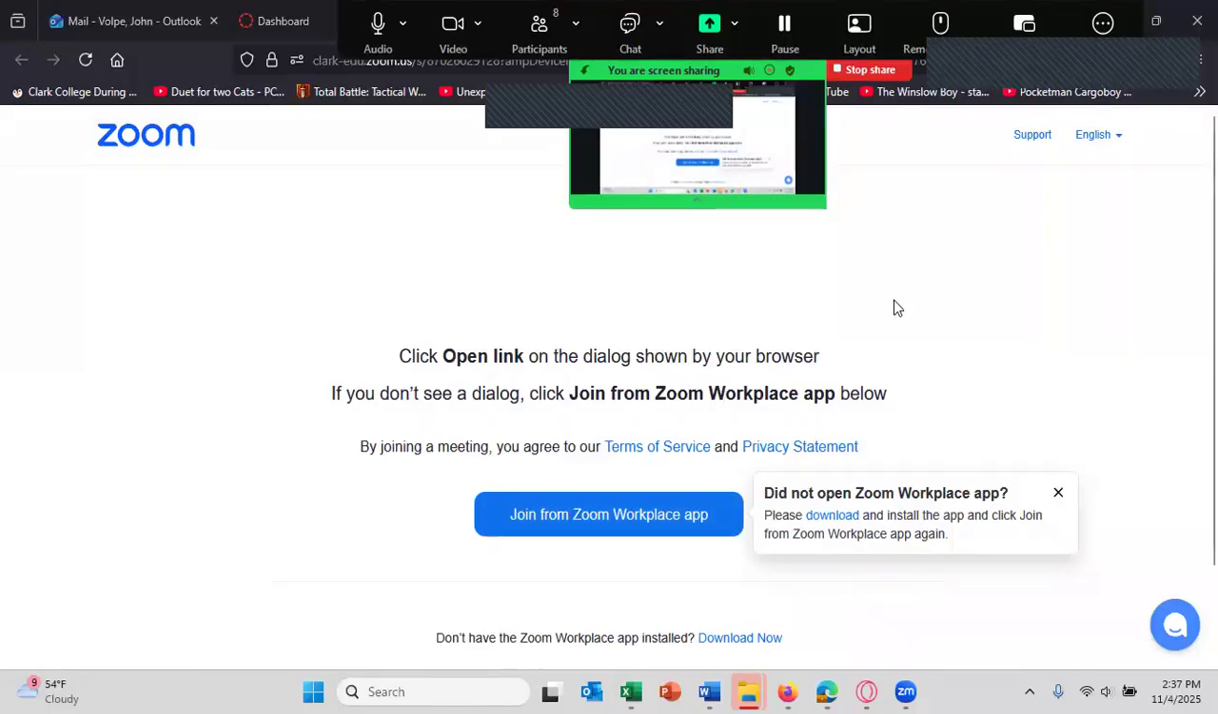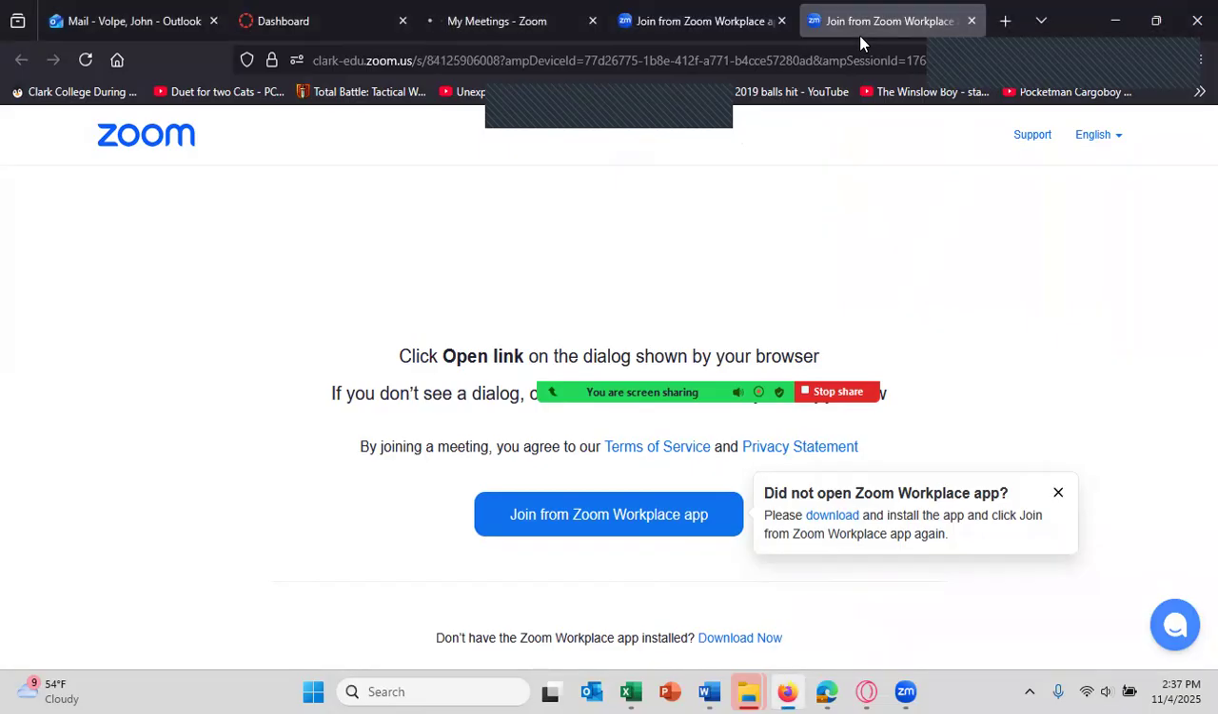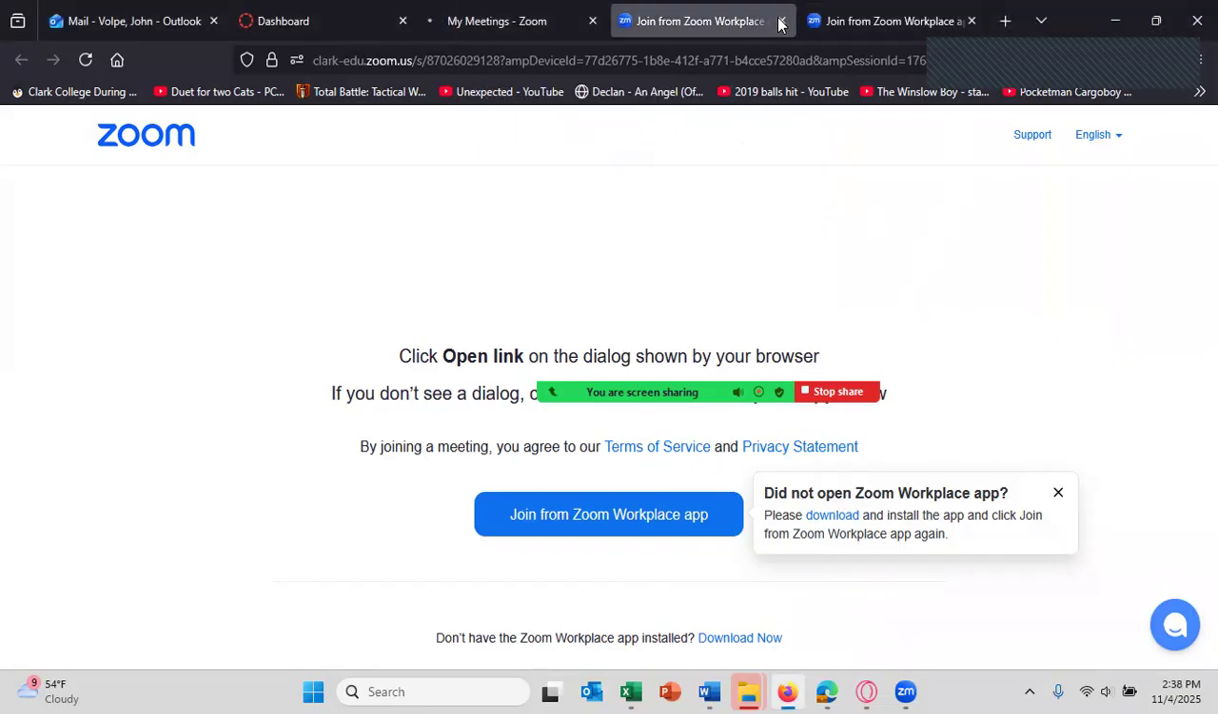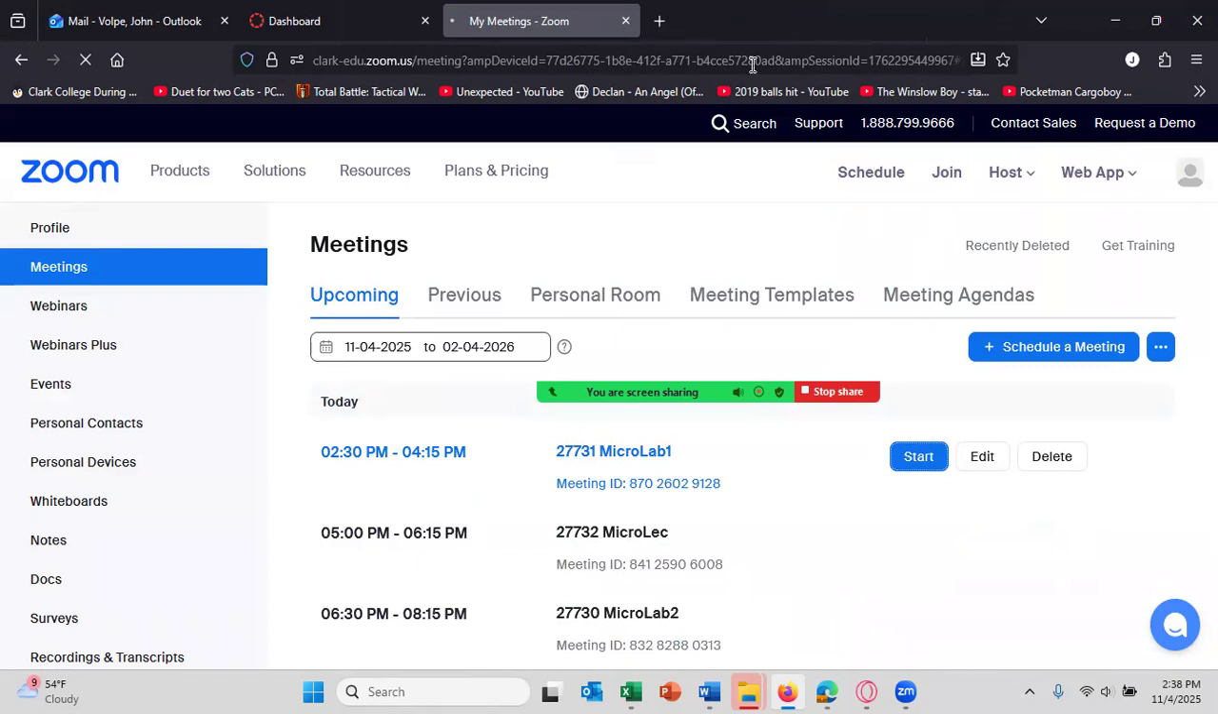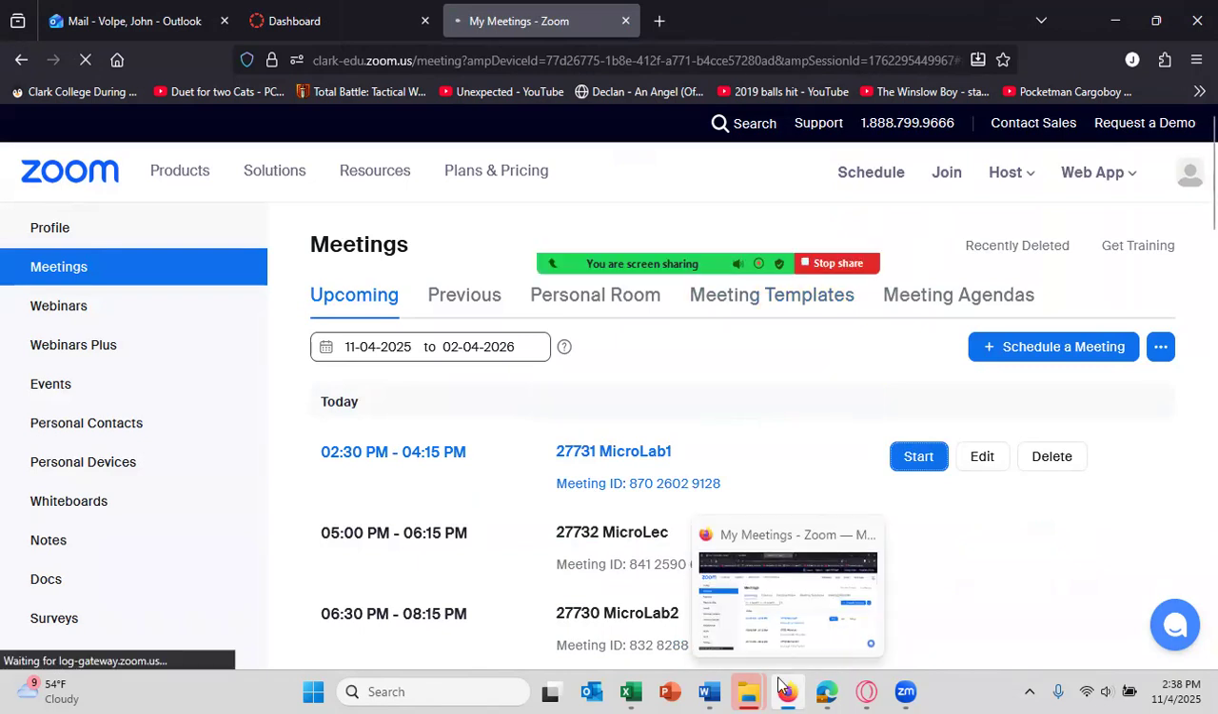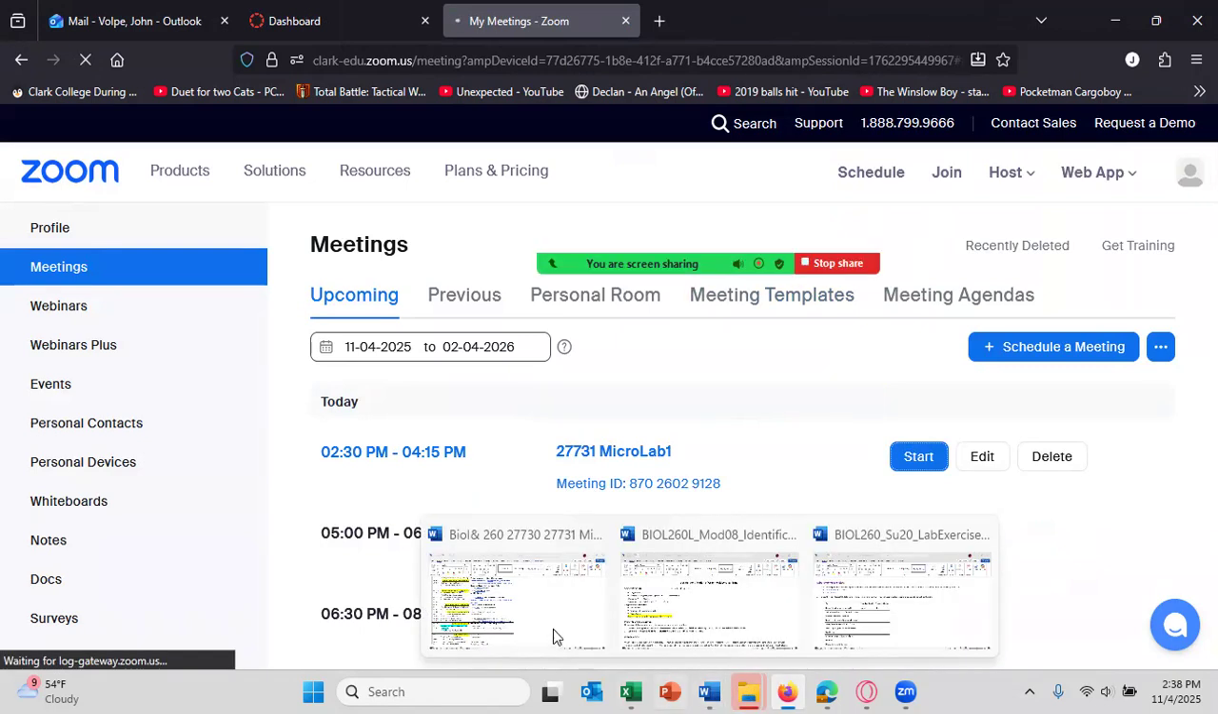Let me share my screen here. I can get out of this. We got two of them open here because I had one open earlier. Let's go to the lab. Well, let's go to the syllabus.